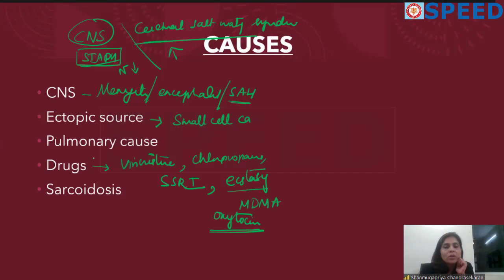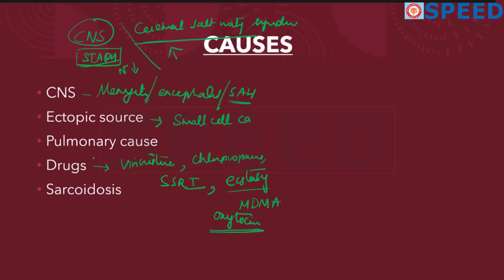So CNS causes include meningitis, encephalitis, subarachnoid hemorrhage. Ectopic cause, most commonly it's small cell carcinoma of lung or mesothelioma, stomach cancer, pancreatic cancer. Pneumonia presents as SIADH. Drugs: vincristine, chlorpropamide, SSRI, ecstasy, oxytocin, and then sarcoidosis.